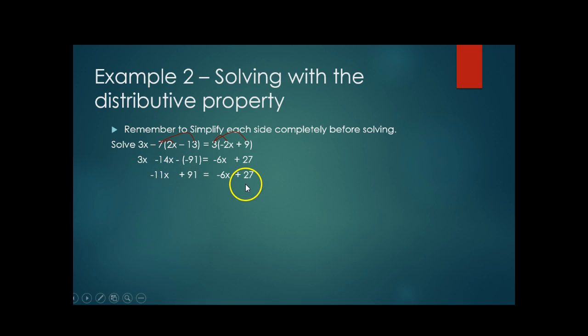Now I'm at the point where I was in the last example, where I have variables on both sides. What should I add to get the variables positive? I should add 11x on both sides. When I do, that cancels out, and negative 6 plus 11 is 5. So I got 91 equals 5x plus 27, and then it's a two-step equation. Subtract 27. Got 64 equals 5x. Divide each side by 5. The answer is 12.8, or 64 over 5 is a valid answer there.